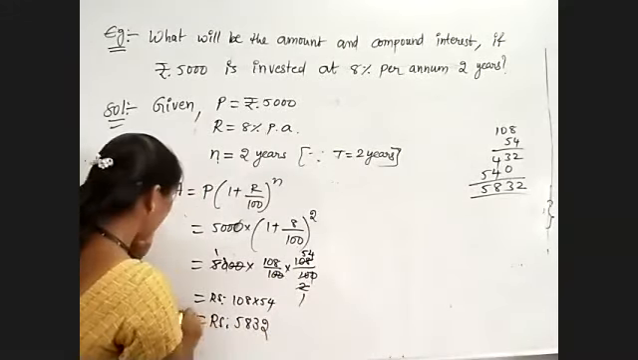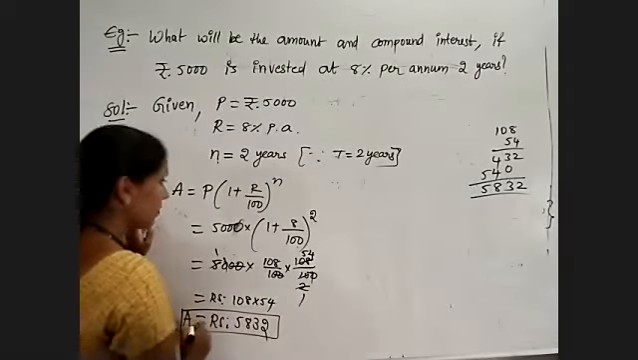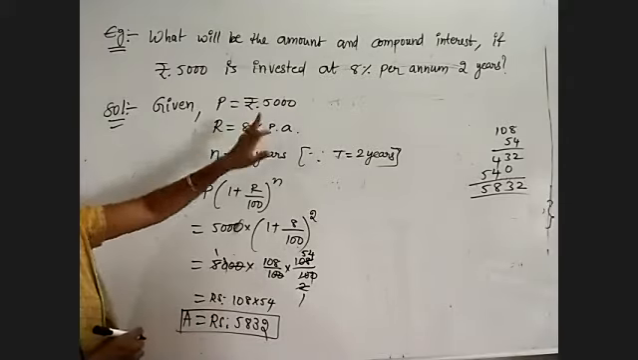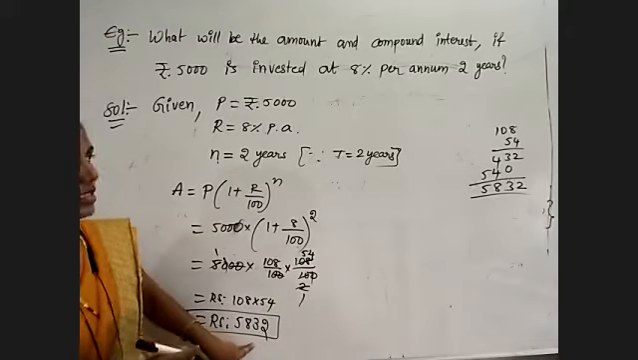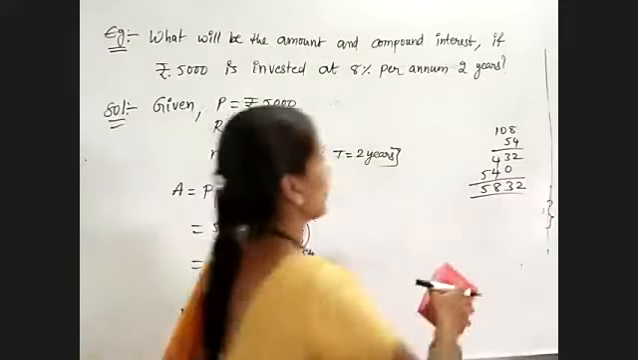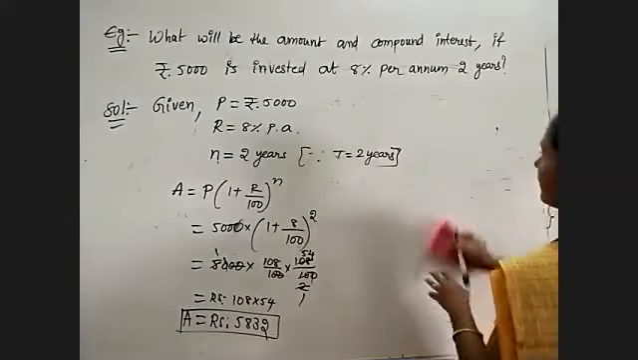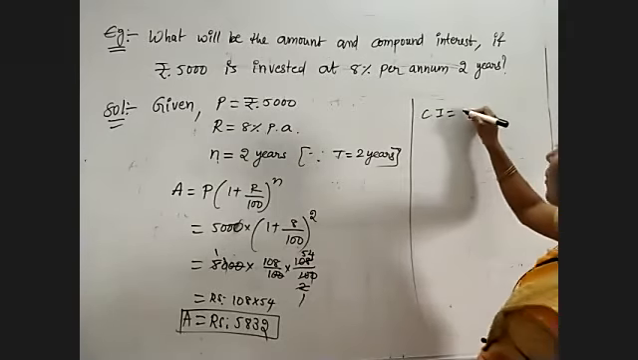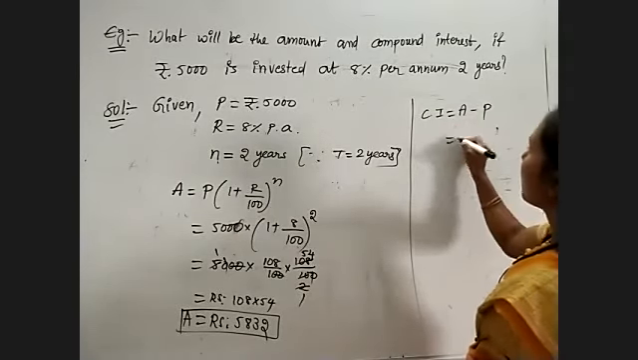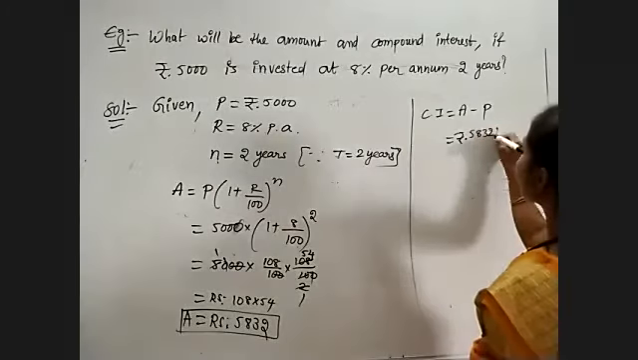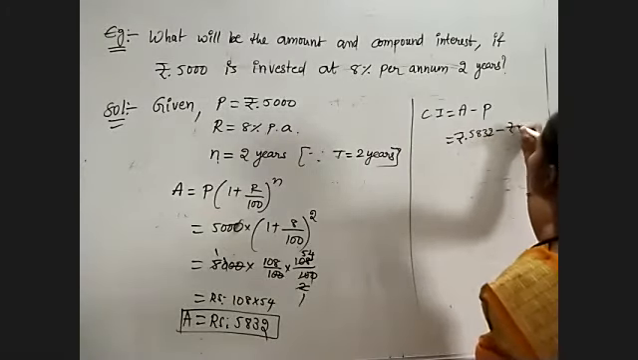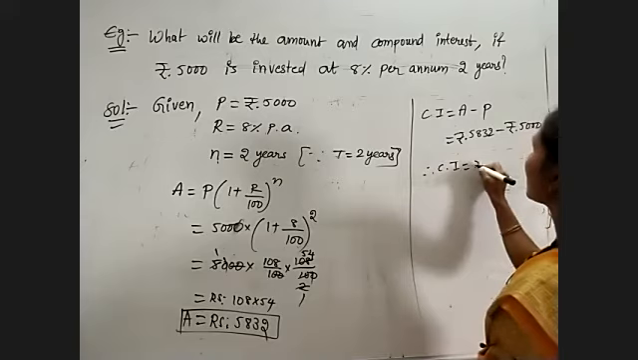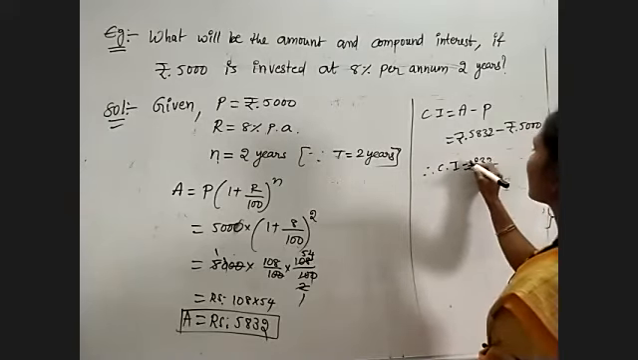And the compound interest will be equal to amount minus principal. Amount we got is 5,832 minus 5,000. That will be 832, which is the interest. So here, how are we getting compound interest? Amount minus principal. Amount is 5,832 rupees and principal is given as 5,000 rupees. So the difference is 832 rupees. Therefore, compound interest is equal to 832 rupees.